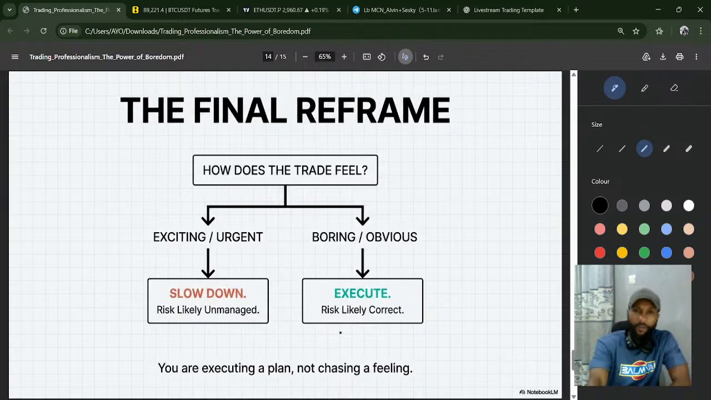Alright, the final reframe. How does the trade feel? If a trade feels exciting and urgent, slow down. The risk is likely unmanaged. If it's boring and obvious, then the risk is likely correct.